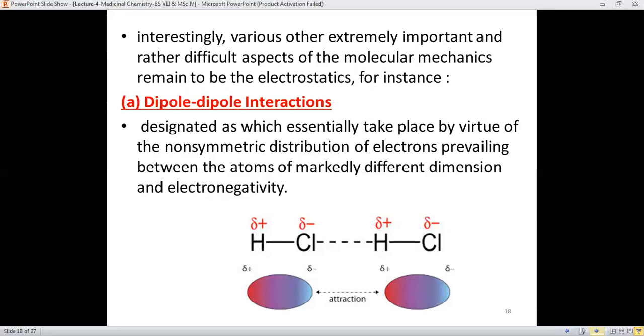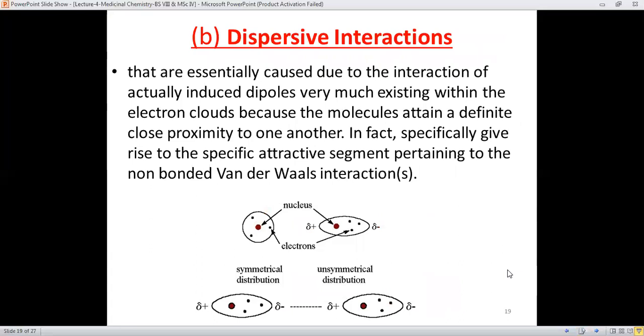Next is dispersive interactions. Why are we discussing these? Because these all are important for molecular modeling. Dispersive interactions are essentially caused by the interaction of induced dipoles existing within the electron cloud, because the molecules attain a definite close proximity to one another, and in fact specifically give rise to the attractive component pertaining to the non-bonded van der Waals interactions.